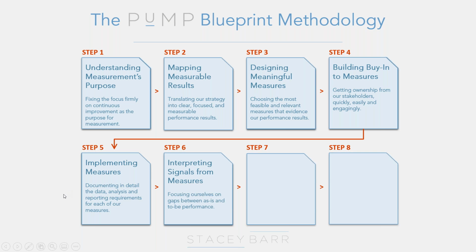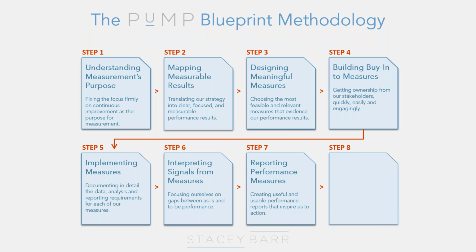Step 6 is interpreting signals from measures. Here we use a technique called XMR charts, which highlights signals in our measures that are based on proven statistical methods that don't confuse random variation with real signals. We don't react to variation from month to month.